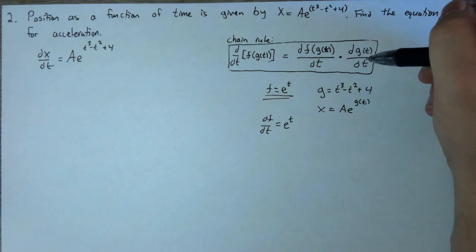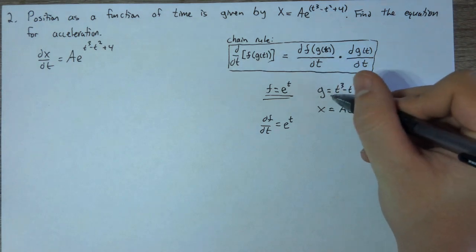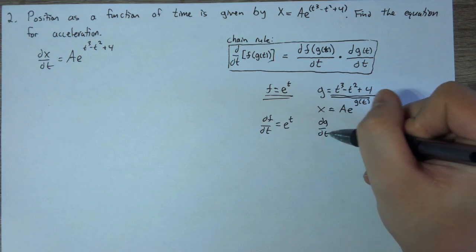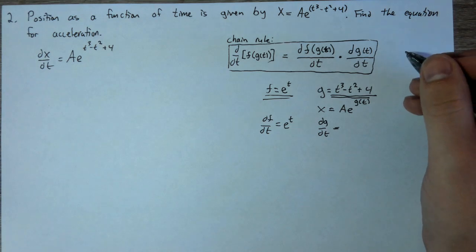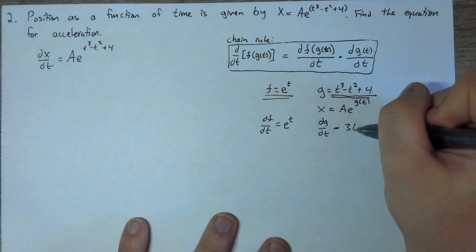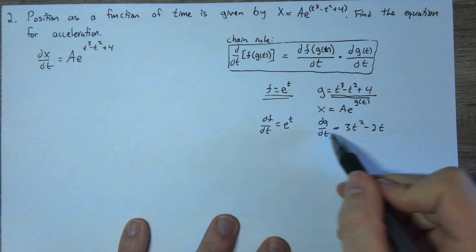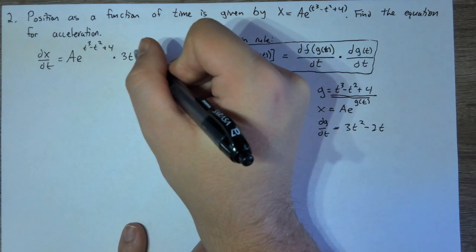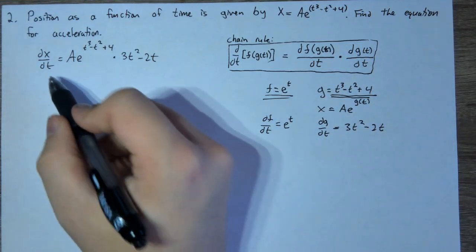But now we have to multiply the derivative of the inside function, which is just the derivative of this. So dg dt. And that we can just use our power rule because it's just a basic polynomial. So that's 3t squared minus 2t. And then all we have to do is multiply that onto this. And so that is our first derivative.